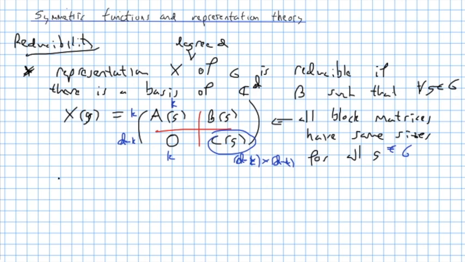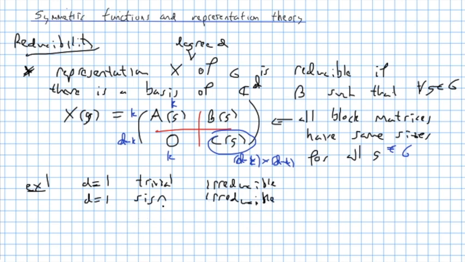So let's look at some examples. Our first example was the trivial representation. Well, that's of degree 1, so I cannot really break a 1 by 1 matrix, a number, into blocks. So this is not reducible, so we would say it's irreducible, but kind of for silly reasons. The sign representation is also irreducible because it's of degree 1. You cannot break a 1 by 1 number.